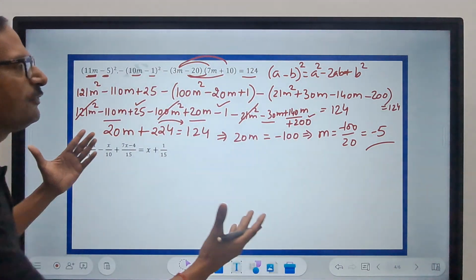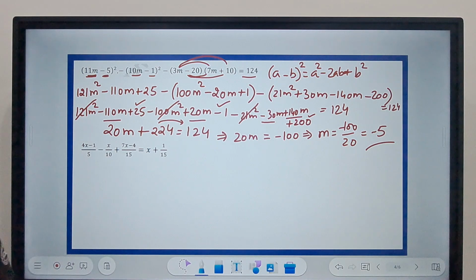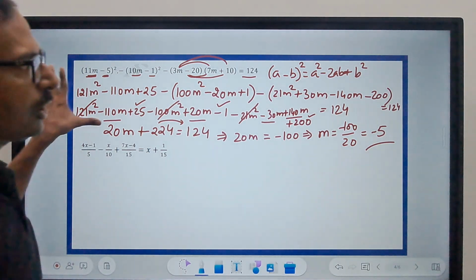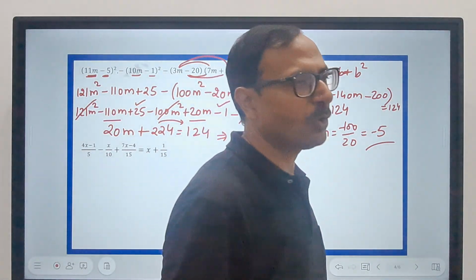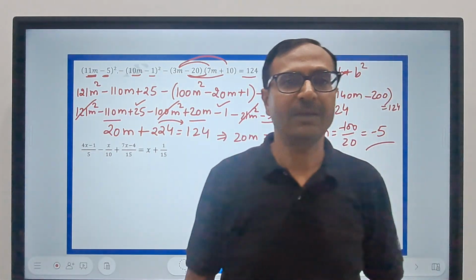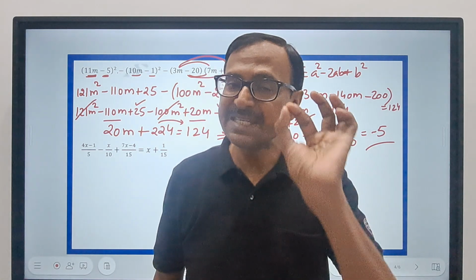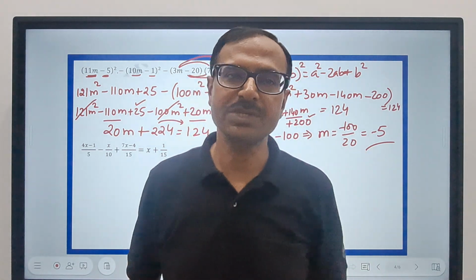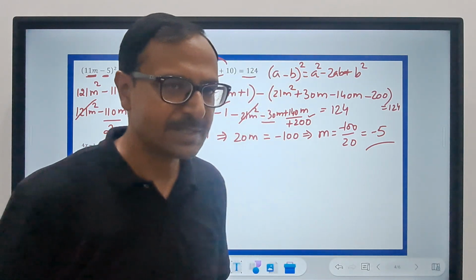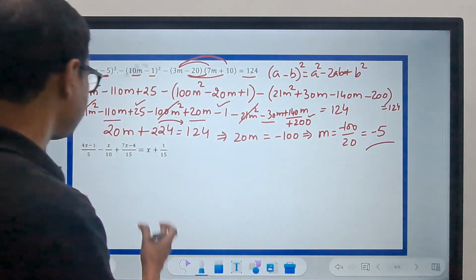See, the steps are only few, but the number of errors which the students make are huge, because of a lot of sign changing, a lot of combination of like terms, and you need to take care at each and every point in the question not to commit a silly mistake. Let's see this one now.